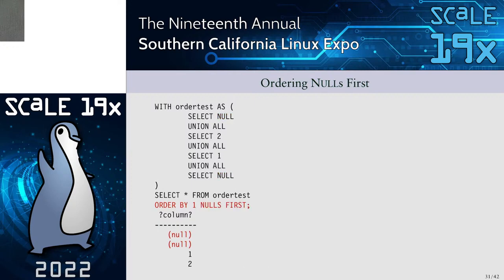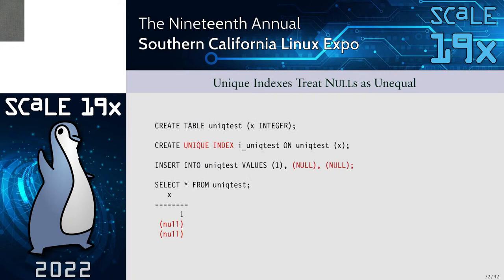One other thing you can do is you can put the nulls first if you want. We have a clause here, nulls first, and it'll put them toward the front instead of the back in case you want the ordering to be different.